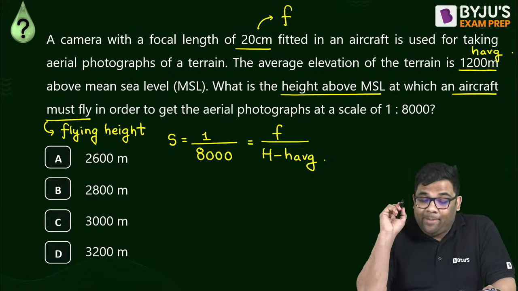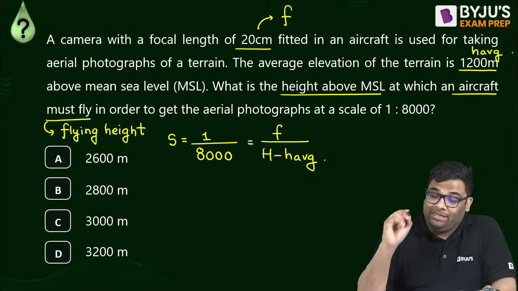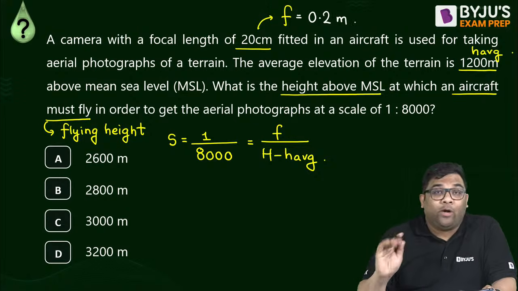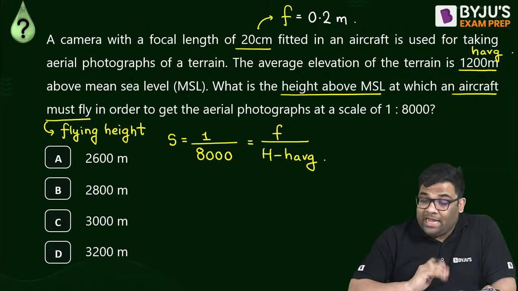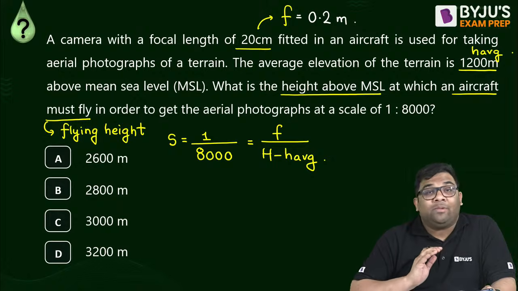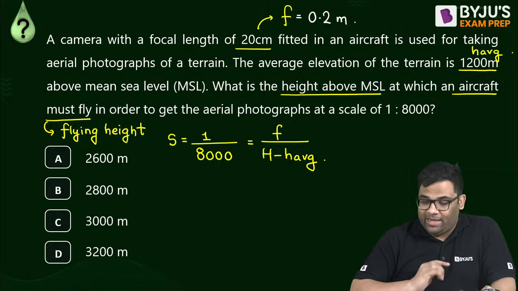Yes, a camera with focal length 20 centimeter, that means the focal length in meters is 0.2 meter, is fitted in an aircraft, and is used for taking aerial photographs of a terrain. The average elevation of the terrain, H average, is given as 1200 meter. What is the height above MSL at which the aircraft must fly? This is nothing but the flying height.